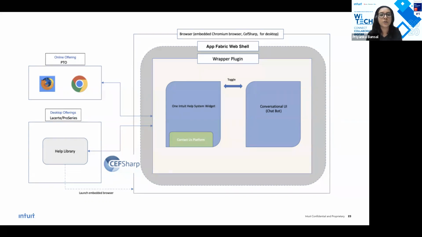And One Intuit Health System was one of them. I would like to talk a little bit about this diagram, which will help us understand the whole ecosystem. These are the products that we have. This is the online offering, which is PTO. This is the web-based solution that we have, and we have Lacerte and ProSeries, which are desktop offerings. Now we wanted to create a health system that is very generic and common to all the products. So how did we go about it? In this diagram, there is One Intuit Health System, which is a platform-based solution for creating a generic health system, which can be used by different products within Intuit.